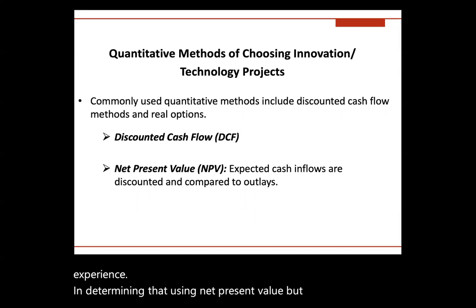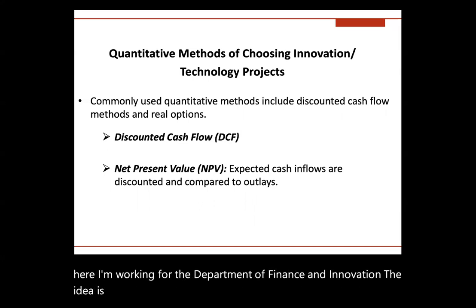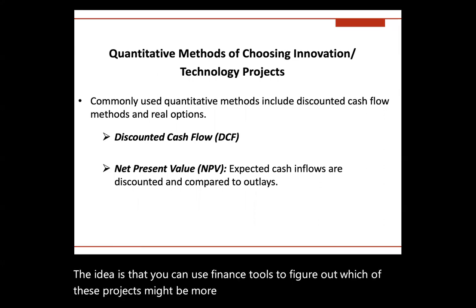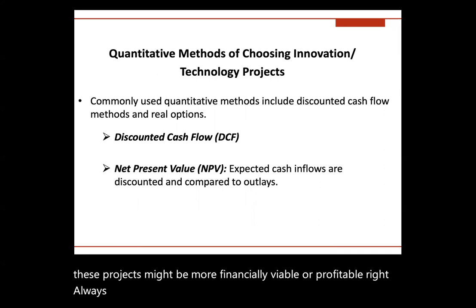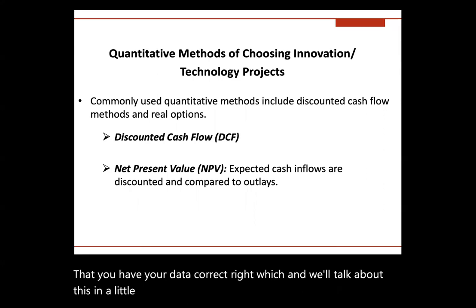But the idea, and I'm working for the Department of Finance and Innovation, the idea is really financial tools, right? In this case, discounted cash flow. The idea is that you can use finance tools to figure out which of these projects might be more financially viable or profitable, right? Always assuming that you have your data correct, which is, and we'll talk about this in a little bit, a potential flaw in these methods.